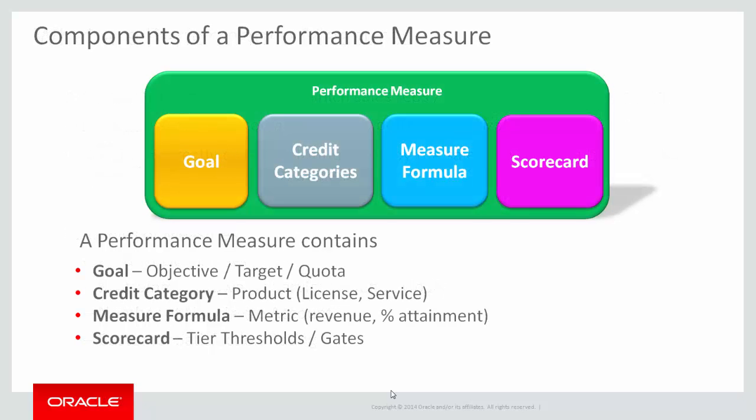If we drill into a performance measure, there are 4 components that make up a performance measure. There's what we call the goal, which is synonymous with a target, and many people will call it a quota. But there's the concept of a goal. There's something called a credit category. There's something called a measure formula and a scorecard. And we're going to drill into each of these individually.